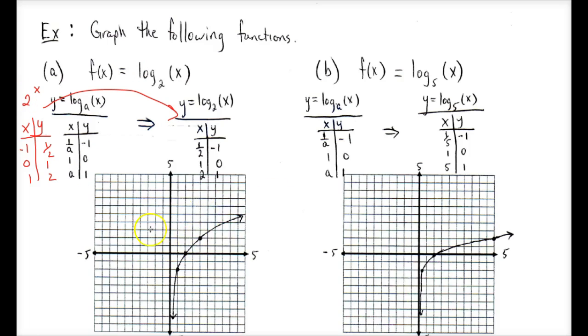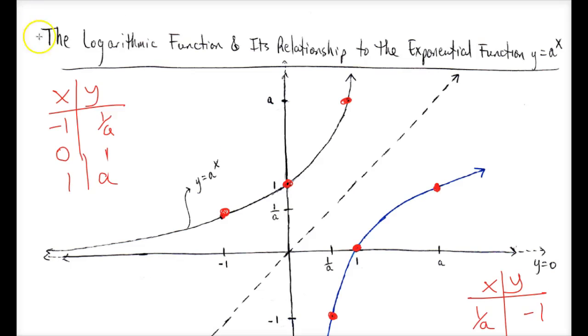All right, so anyway, for example A, we see that for log base 2 of x, we have our key points, whether you want to do it by flipping the exponential or just memorize what the key points for the logarithm are, and then you just plot those points and you graph. Okay, now I'm going to go back one page here.